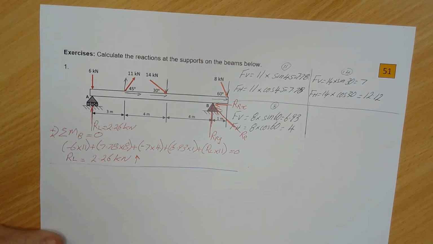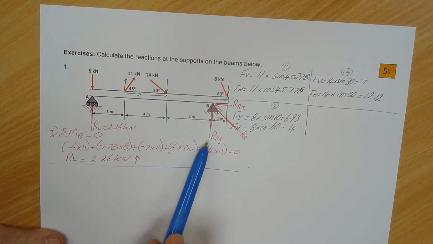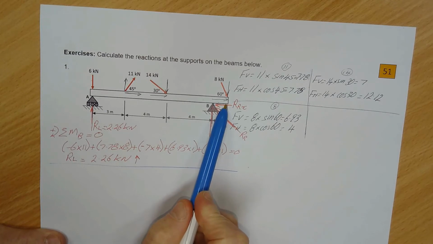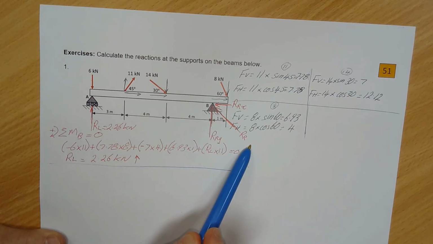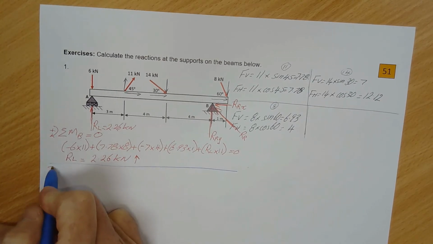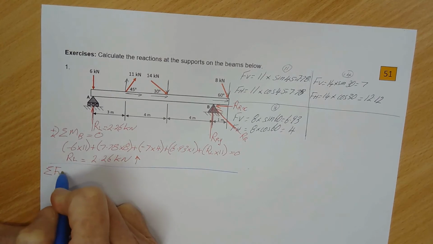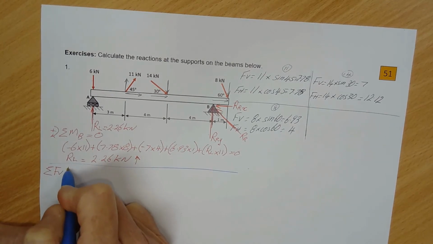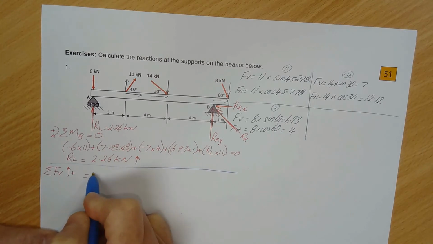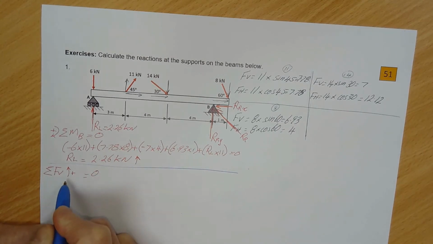The next step is that we need to find our vertical and horizontal component of RR. To do that, we can simply use the sum of the vertical forces and sum of the horizontal forces. So sum of the forces vertical, anything going up is positive, is equal to 0. So let's have a look at them all.